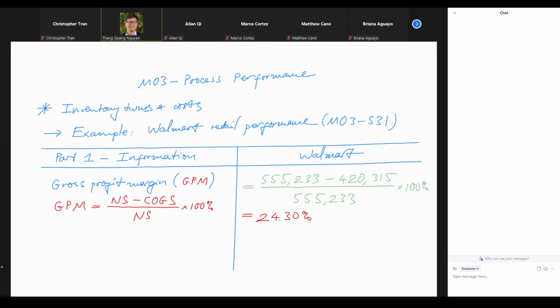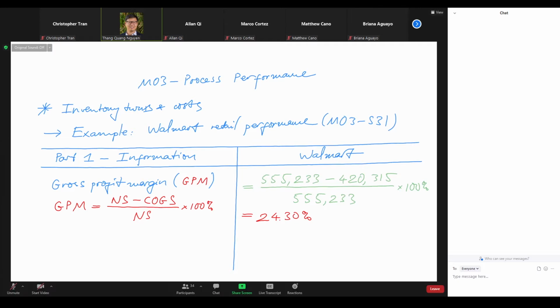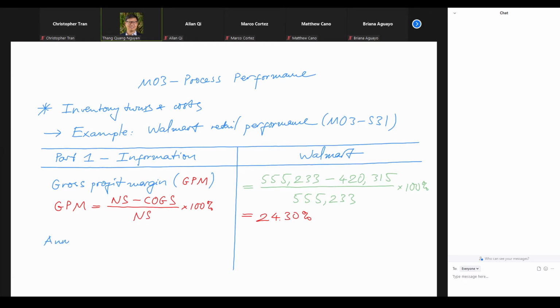The next number that we need to know is the following. It is called the annual inventory holding cost rate.